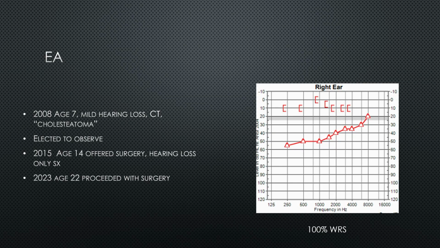She didn't really get very regular follow-up, and at age 14, she was seen again by somebody, and they offered surgery. She had some hearing loss, which is probably more like this maximal conductive loss. But they said, I can't guarantee I'm going to get the hearing better, and she otherwise feels fine, and so they decided not to do anything. And then in 2023, she presented again at age 22 and proceeded with surgery.